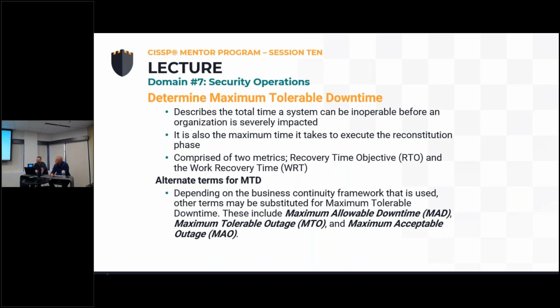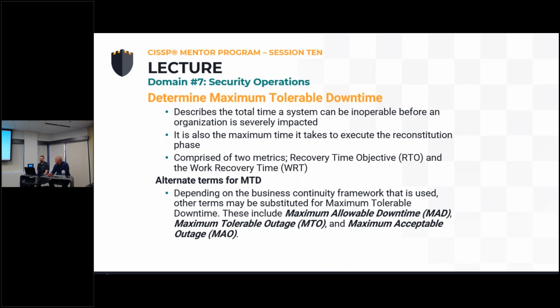Total time a system can be inoperable before an organization is severely impacted. That's the key word there. You'll need to know that. They'll have that sentence and then a list of multiple different options of what this defines, or this is the definition of what. It has those two metrics, recovery time objective and work recovery time. Are we going to talk through those? I don't know. Work recovery time isn't a big one anyway.